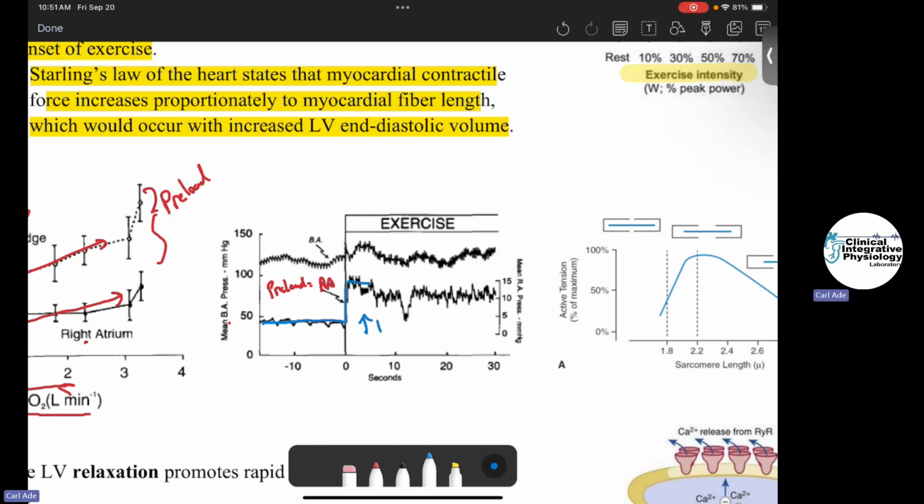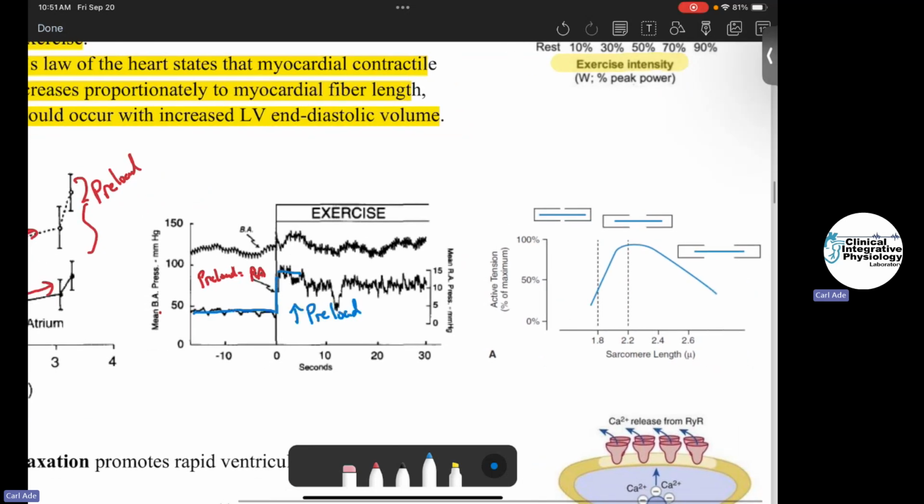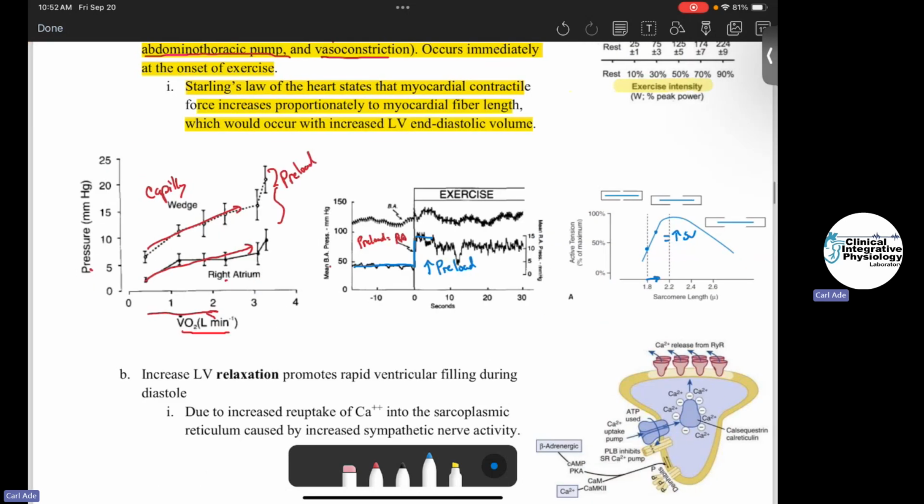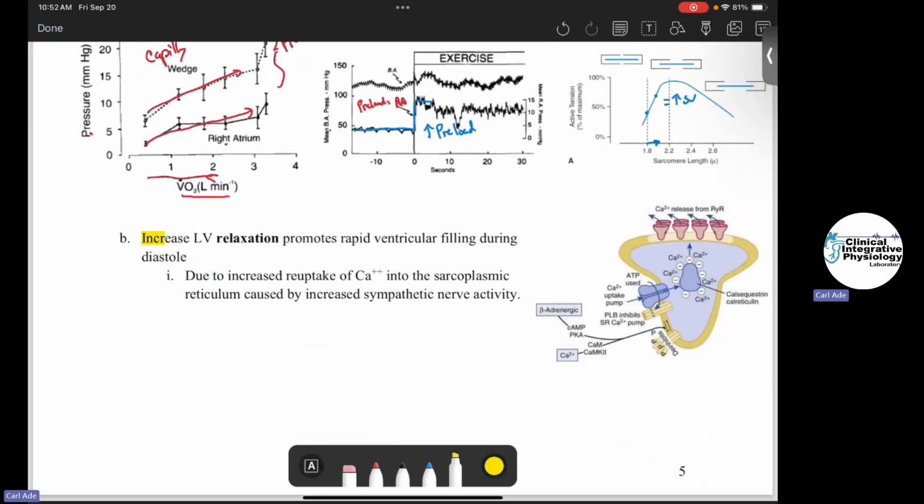So we get this increase in preload with exercise, which means, taking it back to the basic concepts, that if we move from here to here, we've resulted in some increased resting tension, some stretching, that moves us up the Frank-Starling curve, and we get more force. This would result in an increase in stroke volume. We also see that there's better relaxation. This promotes filling during diastole, which is going to give us a better end-diastolic volume.